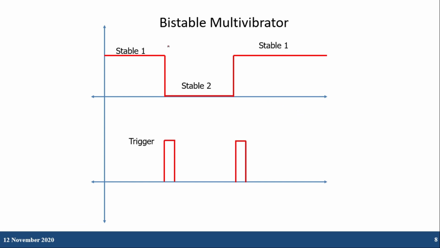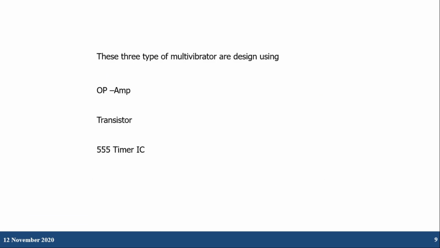Let's say after some time once again a triggering action occurs, then the output goes back into the other stable state, and it will remain in that state until once again a triggering action occurs. So this type of multivibrator is used in designing of flip-flops. This type of multivibrator is used in designing various different electronic components.